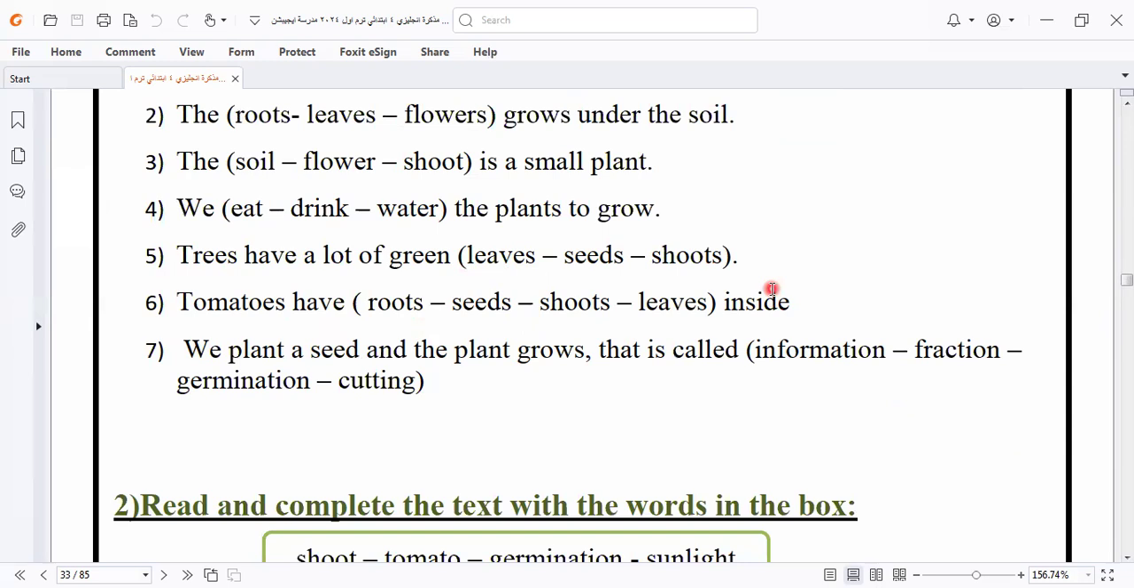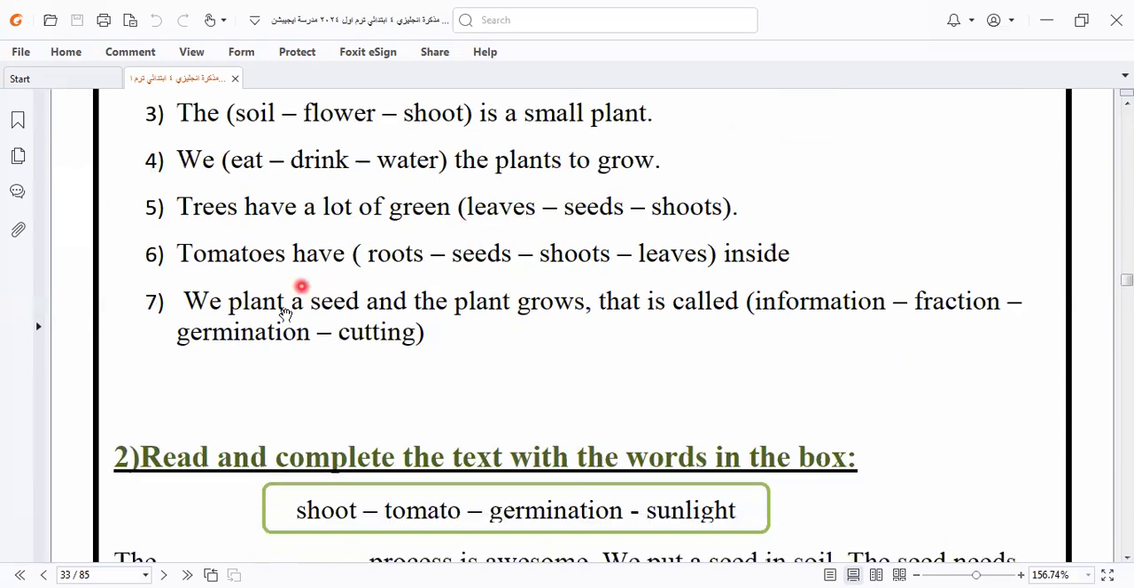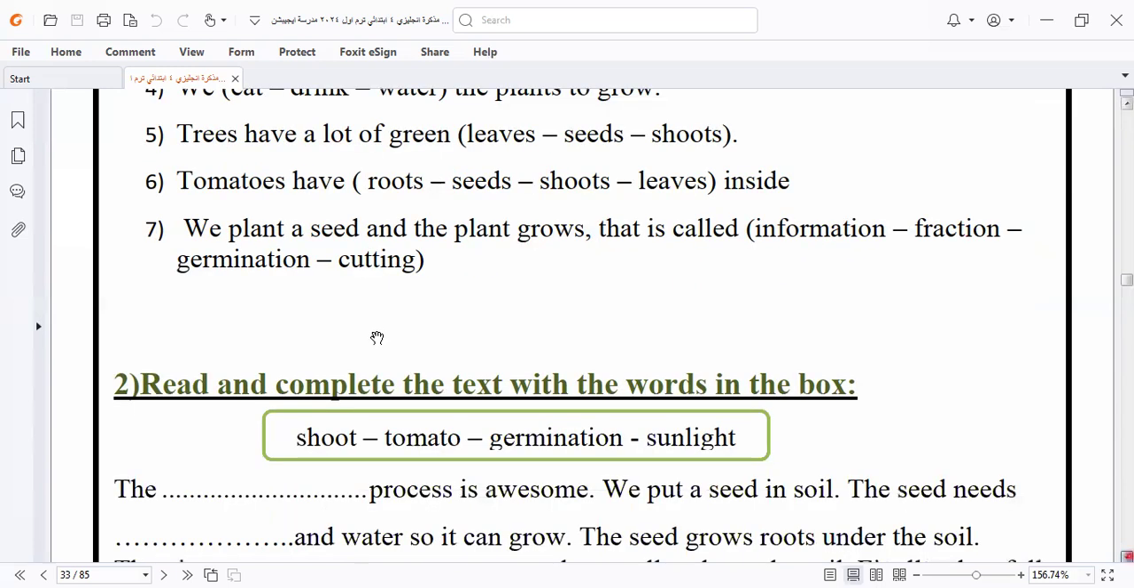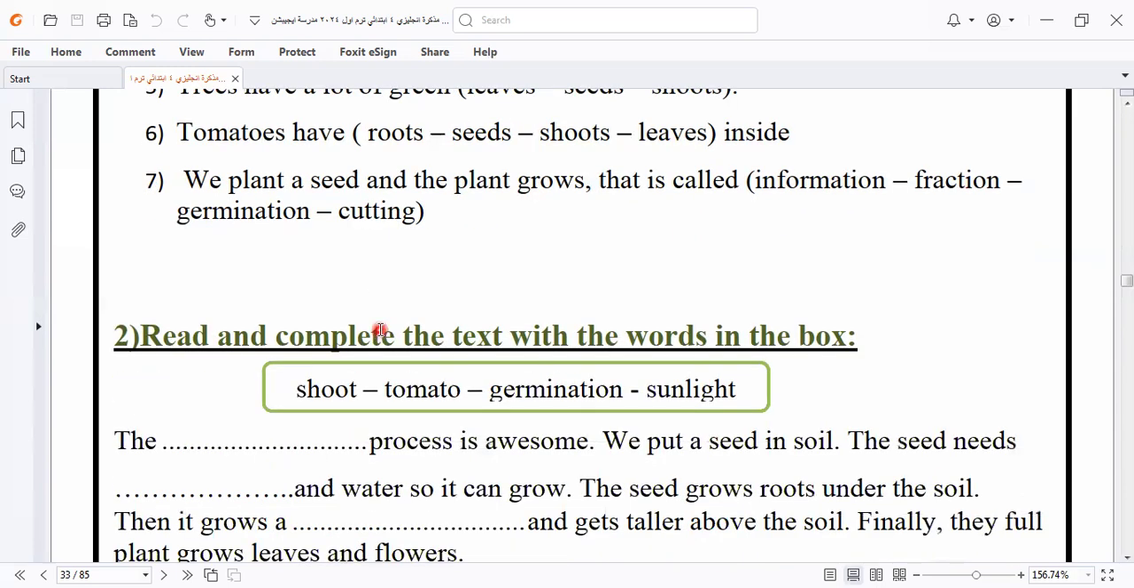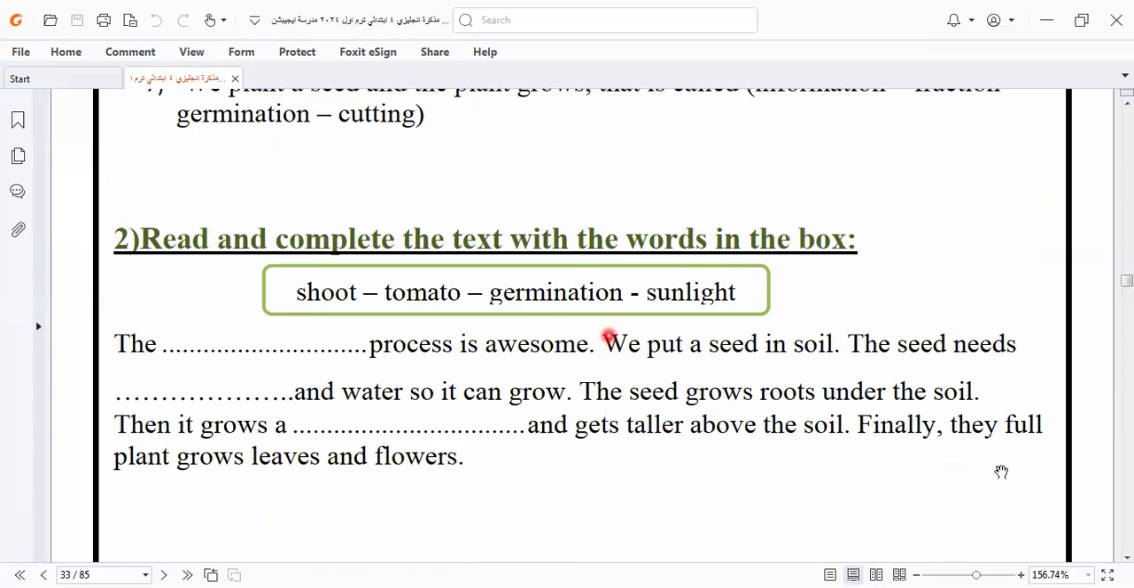Tomatoes have roots, seeds, shoots, leaves inside. During the lesson, we know that tomatoes have what? They have seeds inside. We plant the seed and the plant grows. That is called: information, fraction, germination, cutting? As we know in this unit, the process of the seed growing into a plant is called germination. So let's answer the question below.